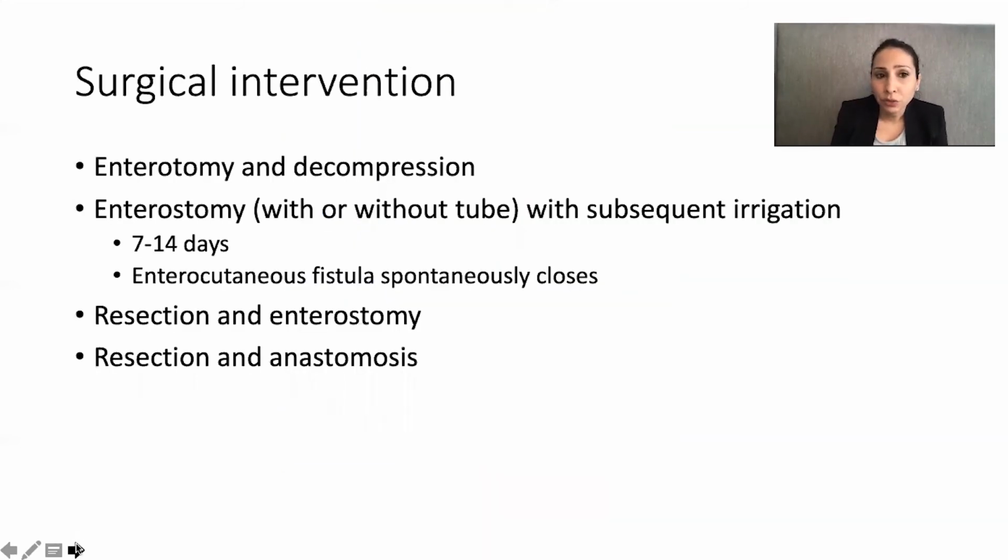Surgical intervention for MI involves an enterotomy and decompression procedure, enterostomy with or without a tube with subsequent irrigation. This generally lasts about 7 to 14 days. An enterocutaneous fistula is involved, which spontaneously closes. The other two possible options for procedures are resection and enterostomy, and resection and anastomosis.